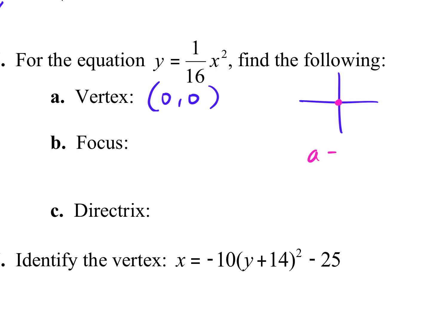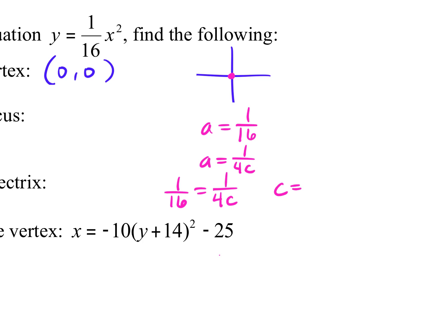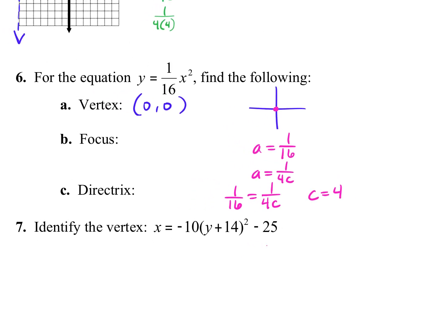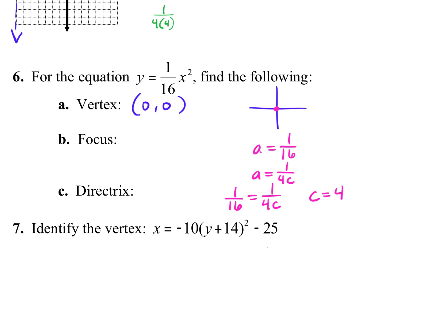A is 1/16, and we know a is 1/4c, right? So that means 1/16 equals 1/4 times c. What is c? 4. c is 4. You can cross multiply that, or if you just see 4c equals 16, c is going to be 4. Does this parabola, based on this number, open up or down? Up. So the parabola is going like this, right? If my c value is positive 4, where's my focus? 0, 4, right? Your focus should be at 0, 4.